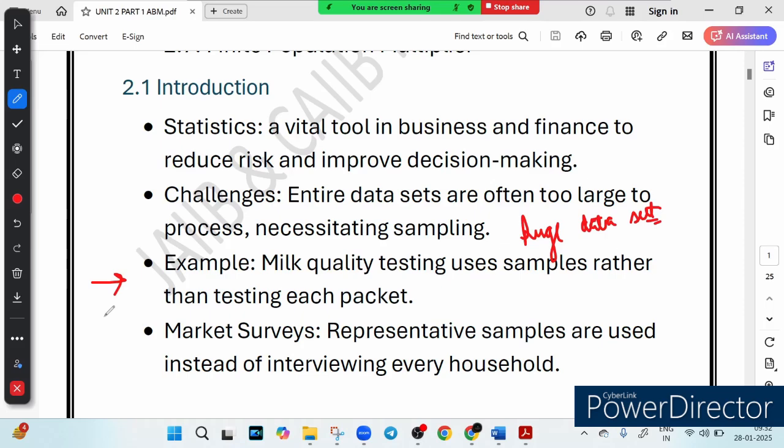Similarly, market surveys don't involve interviewing every household in the country. That is too time consuming and expensive. Instead, we use a representative sample to gather the insight. So what do we use? We use something called a representative sample to gather the insight.